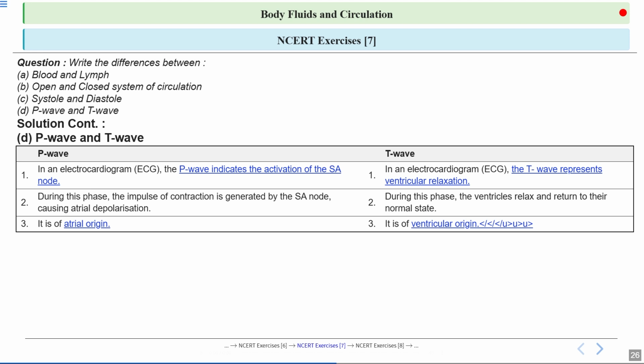Now let's talk about the P wave. During this phase, the impulse of contraction is generated by the SA node, causing atrial depolarization. Let's talk about the T wave. During this phase, the ventricles relax and return to their normal state. Now let's talk about the origin. The P wave is of atrial origin, and the T wave is of ventricular origin.